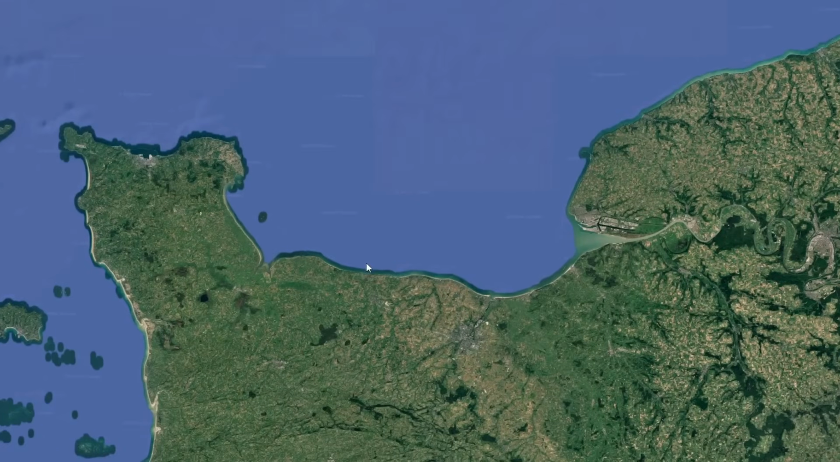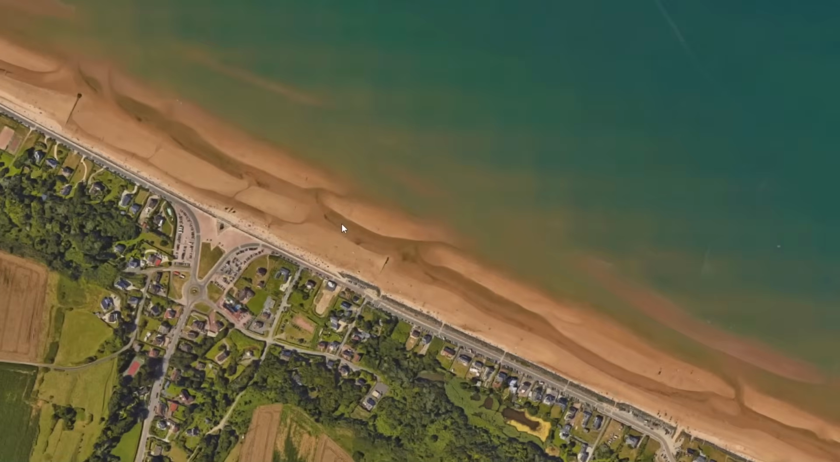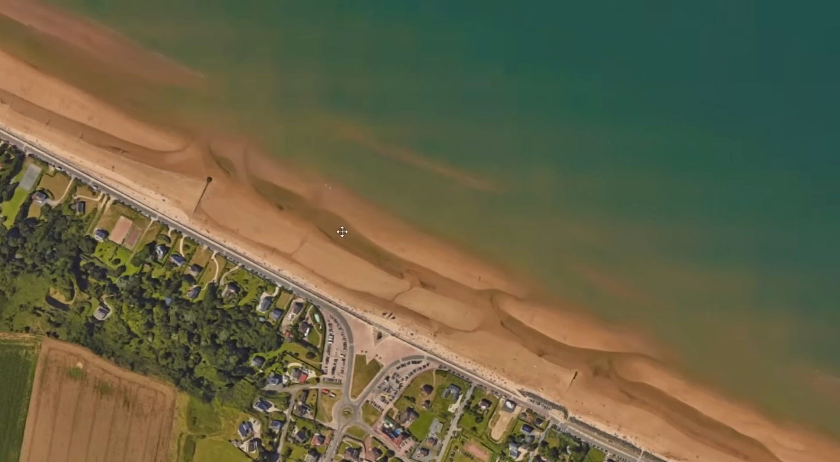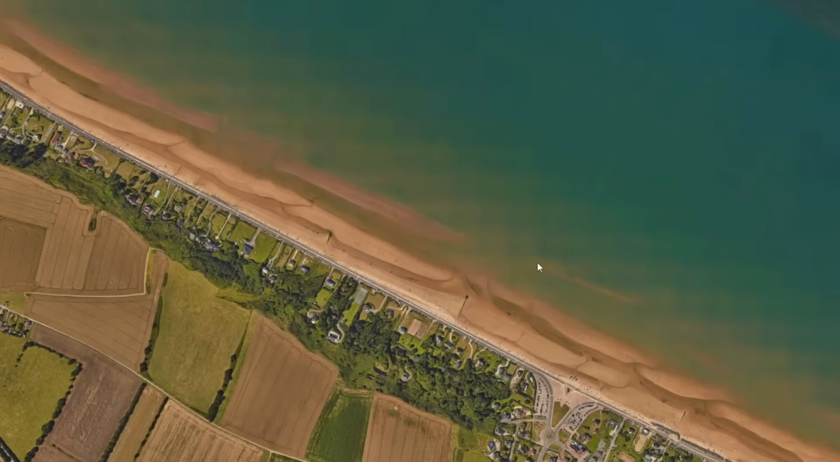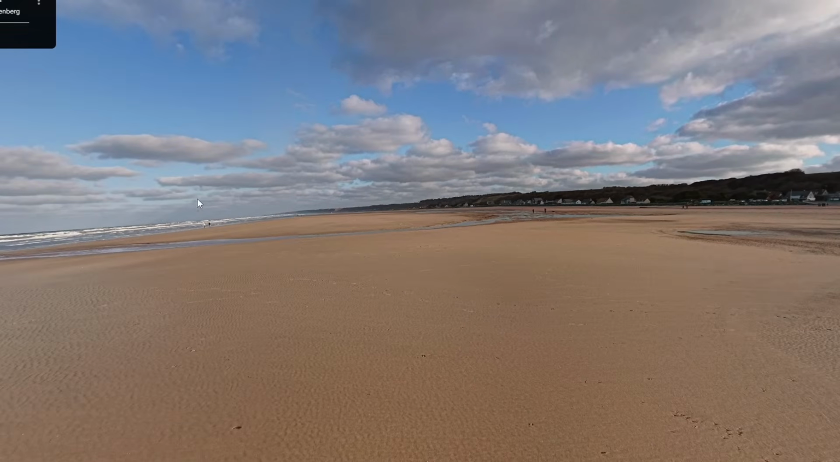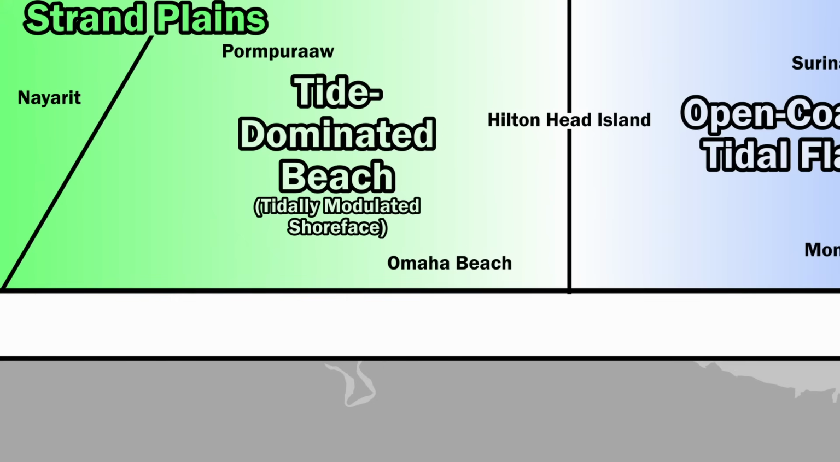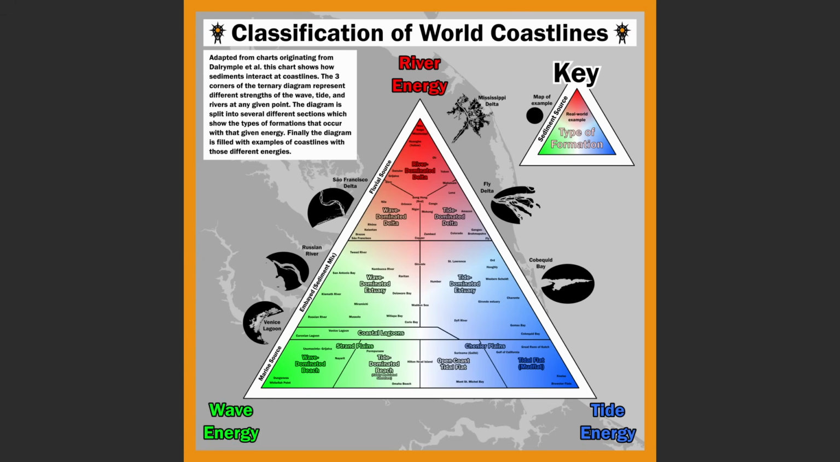A great example are the beaches of Normandy, such as Omaha Beach, which has these ridge and runnel features that you can see just by looking at satellite view. And also, you can see on Street View how this is a very flat beach which gets revealed during low tide. In fact, Omaha Beach is very close to being an open coast tidal flat, but it still remains in the tide-dominated beach section.